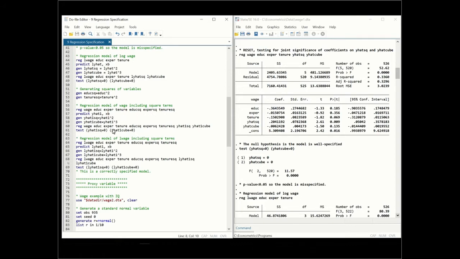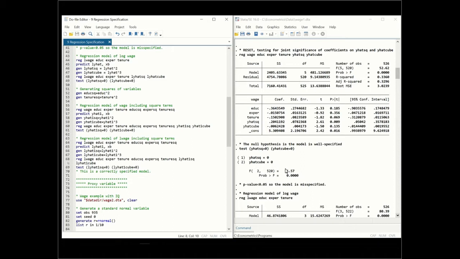I will repeat the same procedure for the RESET test, and the final model would be the regression of log wage including the square terms. So I have switched here to log of wage, and there are also square terms. So the same thing: getting the predicted values, getting the squares and cubes, putting them in the regression, and testing whether these coefficients are jointly significantly different from zero. So let's see what the results are.